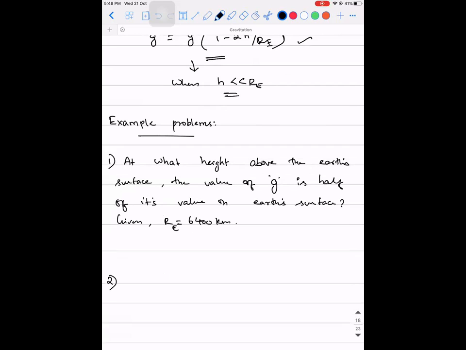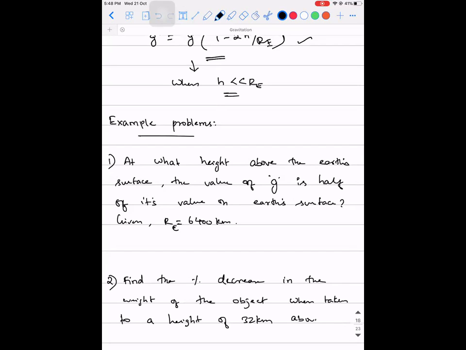Second question, only two questions, okay? Find the percentage decrease in the weight of the object when taken to a height of 32 kilometers above the surface of Earth. Again, RE is equal to 6,400 kilometers. So these are the two problems that we are going to see now to understand how to apply them.